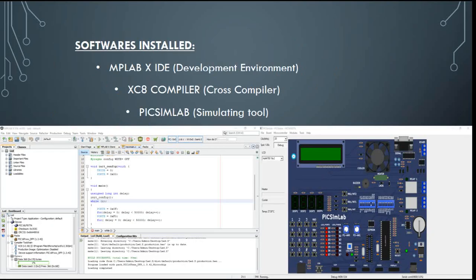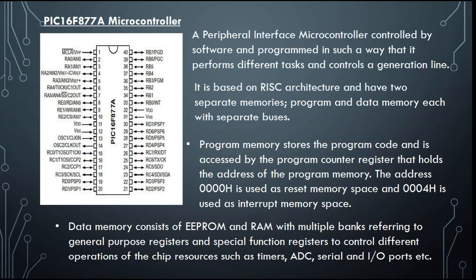So the software that was installed was MPLab. With MPLab, we had to use a compiler which was XC8, and we used the PiximLab for simulating the microcontroller. So the microcontroller used was a PIC16F877A. It has 40 pins, and it is a peripheral interface microcontroller controlled by software and programmed in such a way that it performs different tasks and controls a generation line. It usually has a RISC architecture.